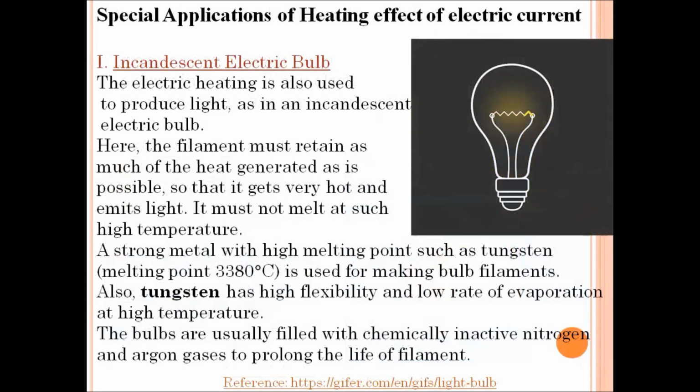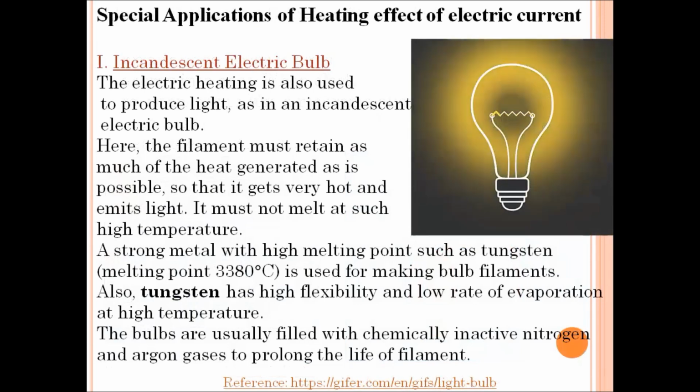A strong metal with high melting point such as tungsten is used for making bulb filaments. Also, tungsten has high flexibility and low rate of evaporation at high temperature, which makes it suitable for bulb filament. The bulbs are usually filled with chemically inactive nitrogen and argon gases to prolong the life of the filament.